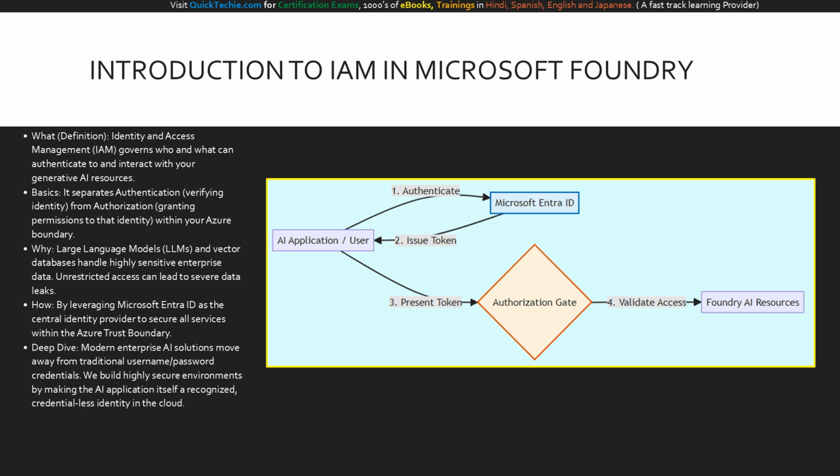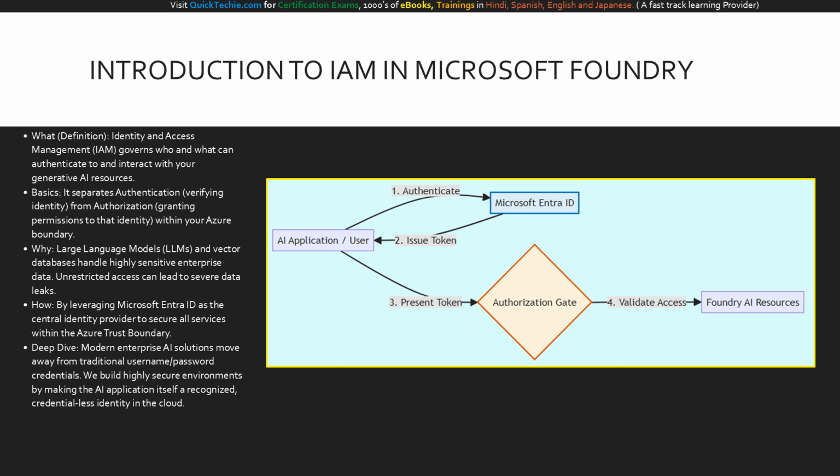Why is this so critical for GenAI? Because our models are interacting with highly sensitive enterprise data. All services within the Azure Trust Boundary must authenticate all incoming requests, including those from the same network. How do we achieve this? We centralize our security through Microsoft Entra ID. For our deep dive, realize that we are shifting away from traditional passwords. In a modern Foundry architecture, we treat the AI application itself as a first-class identity, allowing it to authenticate natively without hard-coded secrets.